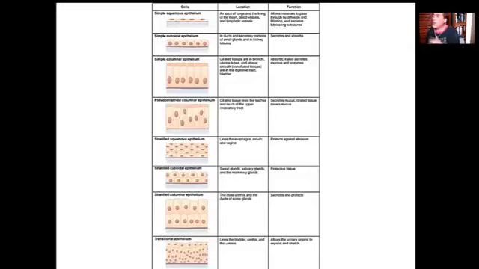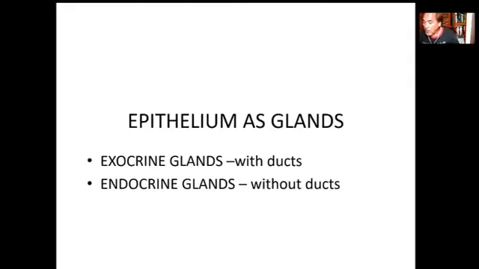Now, give an example of stratified columnar: male urethra. Give an example of transitional epithelium: bladder and the ureter, not the urethra, ureter. Epithelium is also glands. So whatever this type of epithelium is, they're made out of squamous epithelium. So it's actually epithelium on top of each other, squamous epithelium.